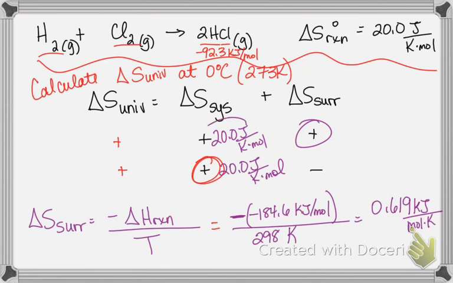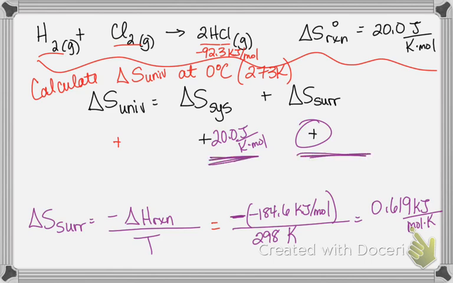So if the system's delta S is a positive 20, and we know both of them are positive now, and the surroundings is a positive 0.619, I have to be careful because the surroundings is in kilojoules at this point. And in order to get the universe, I'm going to have to add these two numbers together. So 0.619 kilojoules is 619 joules per Kelvin times mole. So the entropy change of the universe is a positive 639 joules per Kelvin times mole.